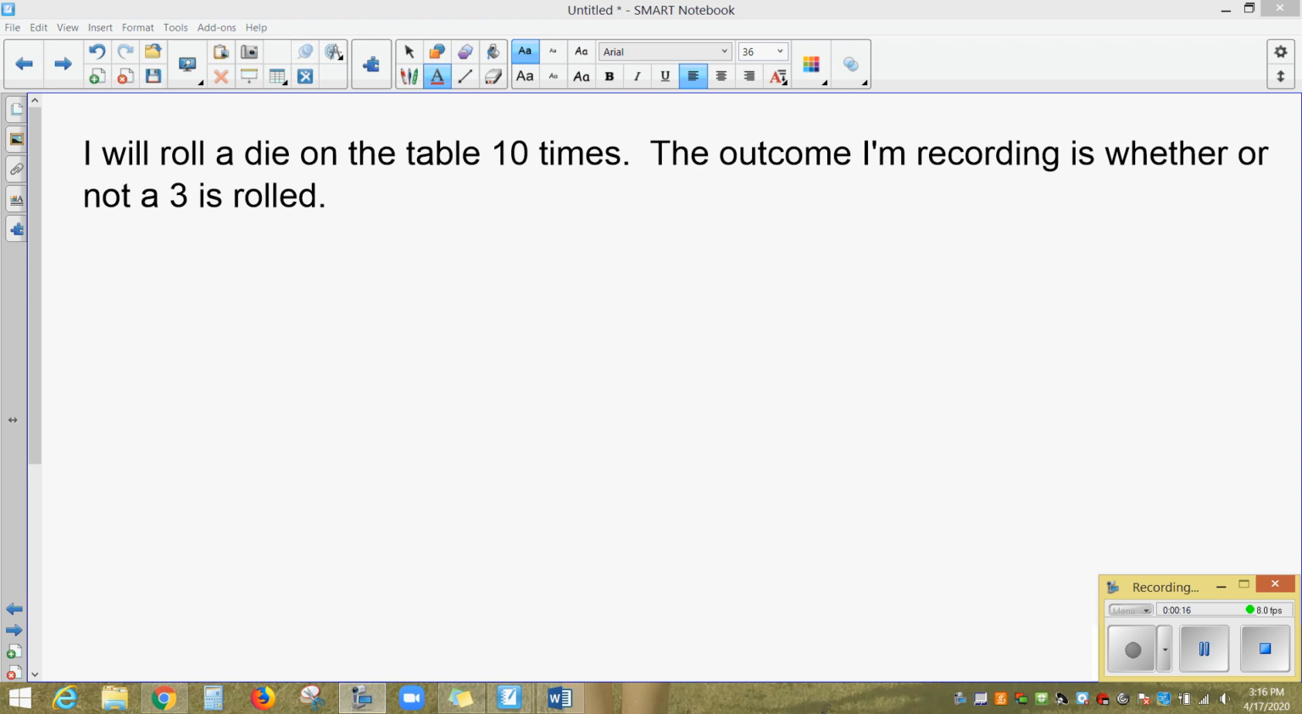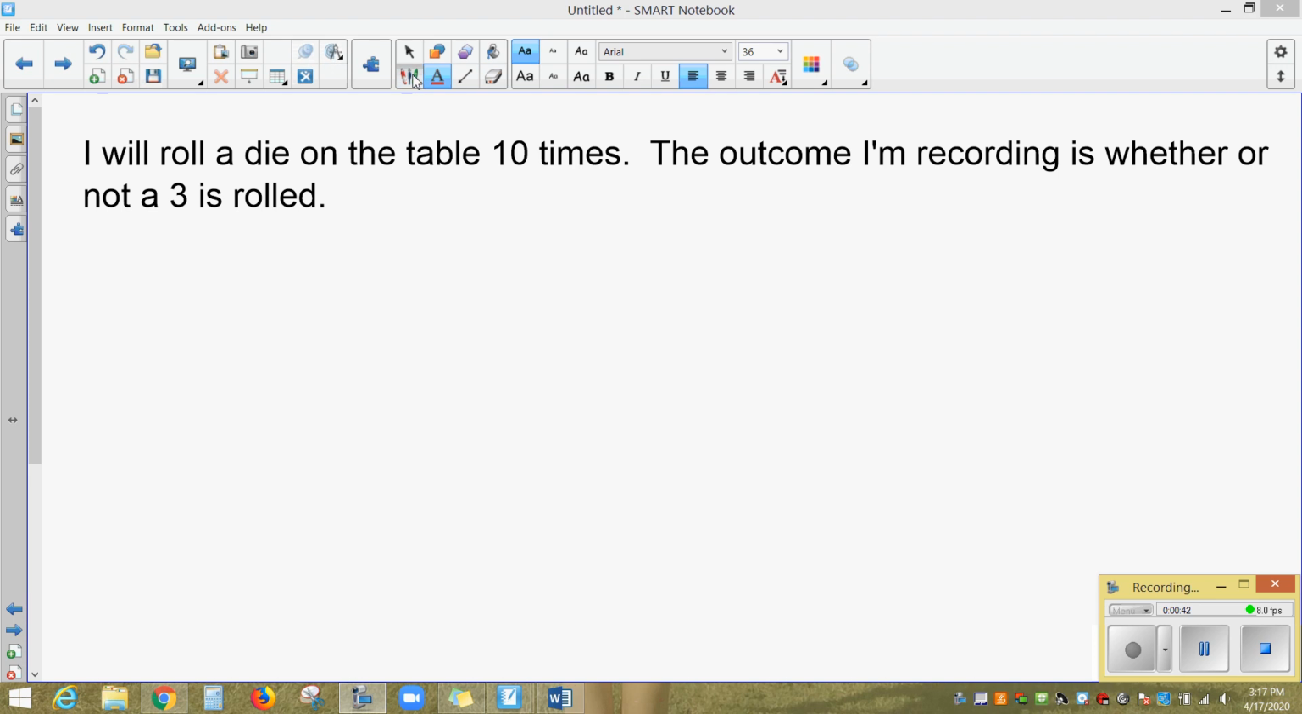So when we talked about this in the first video, we said this is a binomial experiment because I can reduce it to 2 possible outcomes, 3 or not a 3. The probability of each outcome is the same each time. The outcomes are independent of each other, and I have a definite success or failure that I can conclude from that.